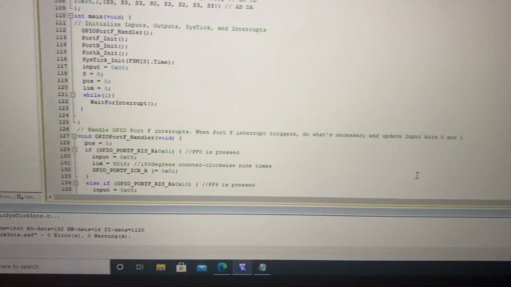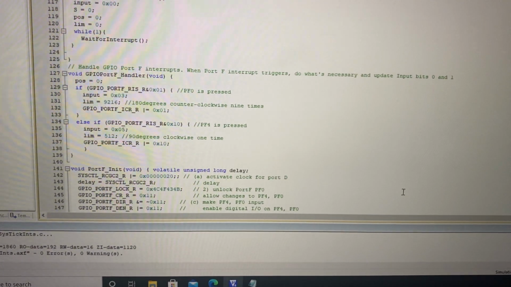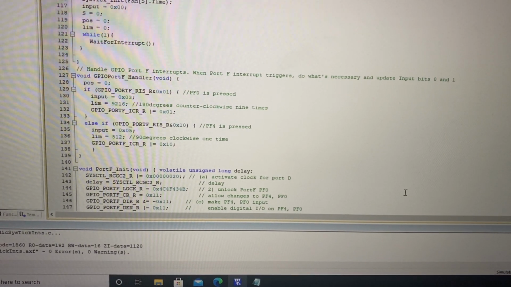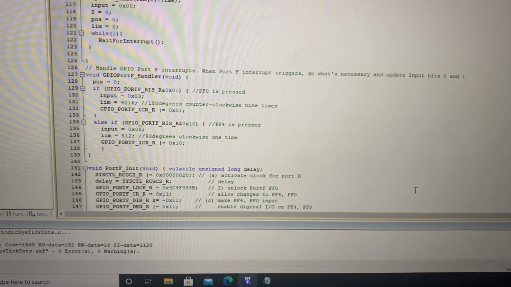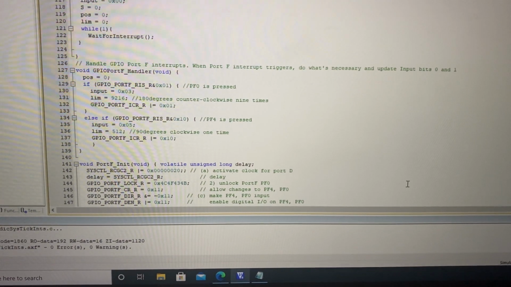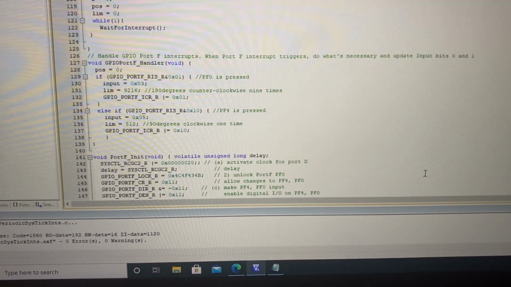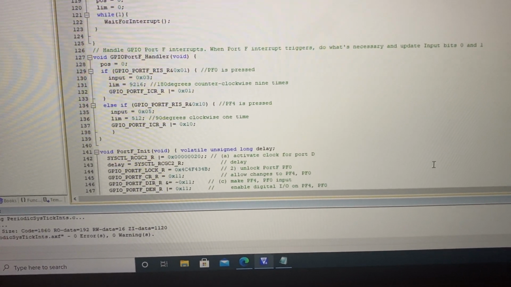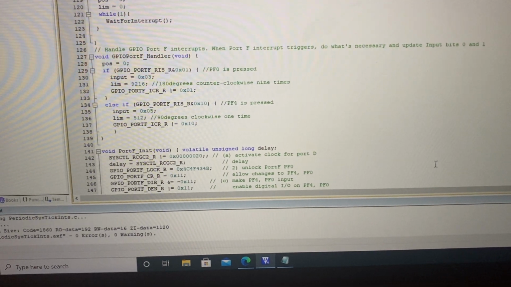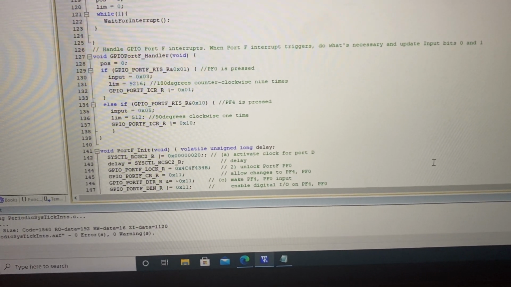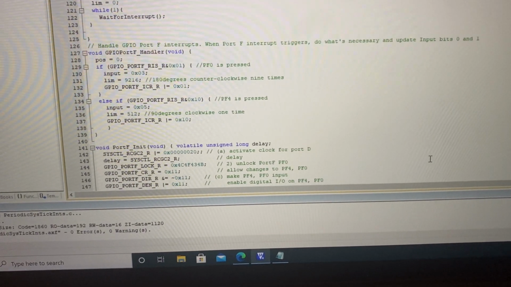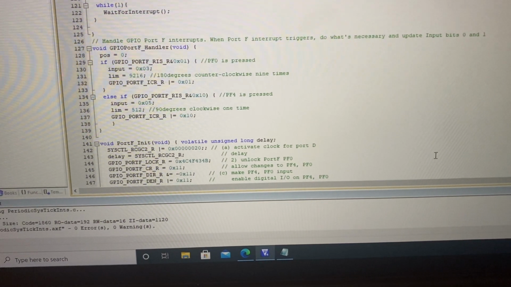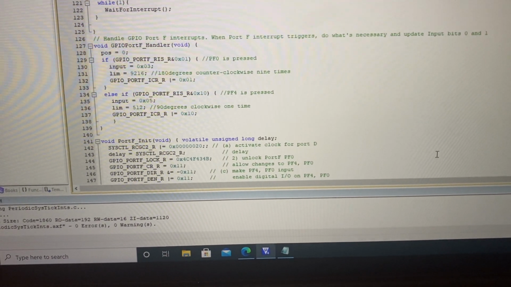And then we have while for interrupt. So let's go to the Port F handler. So you see, whenever we have set pos equal to 0, essentially this is going to determine how many steps have already occurred. And then whenever PF0 is pressed, that means that it'll change the input to 0x03, and then it's going to set lim to 9216. Essentially, this is going to determine how many steps are supposed to be taken. And because of this, that means that it'll go 180 degrees counterclockwise 9 times. In other words, it's going to go forward.